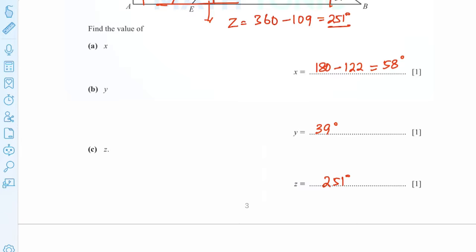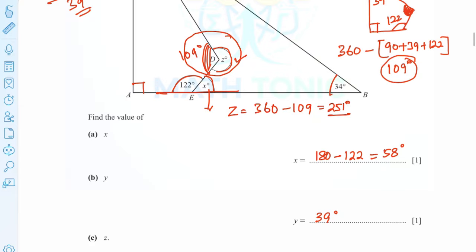See, these are very easy questions. Still, if you can't understand, if I'm going very fast, please pause the video and learn it properly.